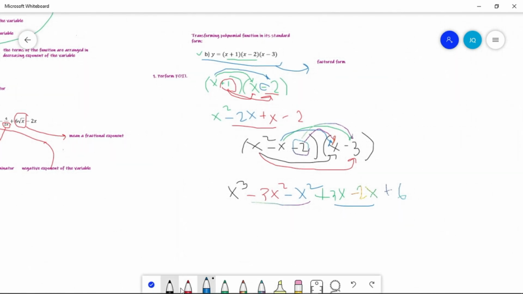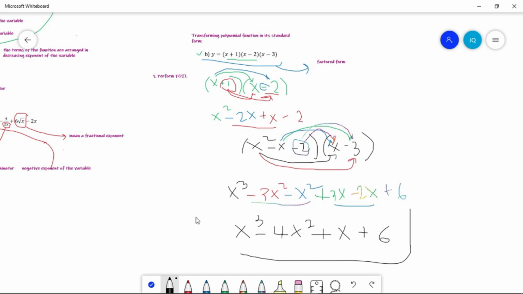Okay, so the answer is x cubed, negative 3x squared, negative x squared, so that's negative 4x squared. Plus positive 3x minus 2x, that's positive 1x or x, plus 6. Okay, so this is now our standard form. y is equals to x cubed minus 4x squared plus x plus 6.